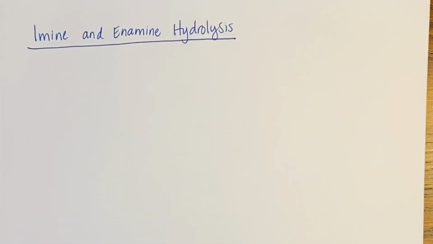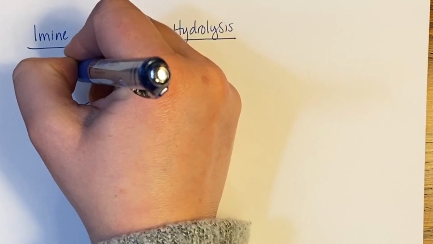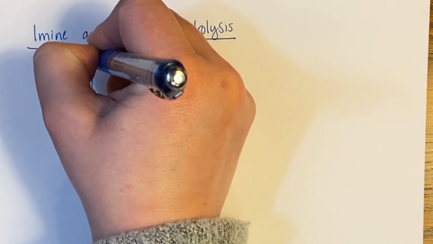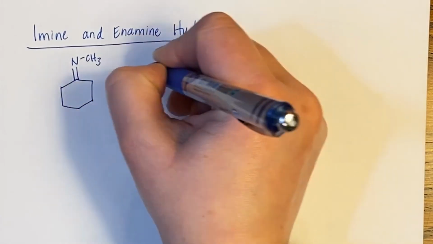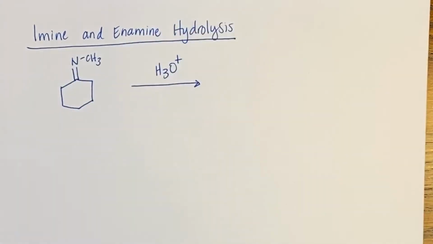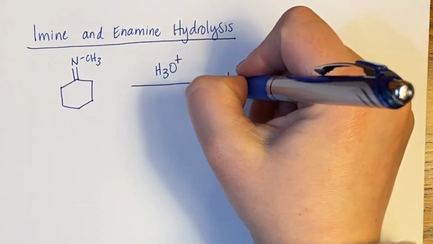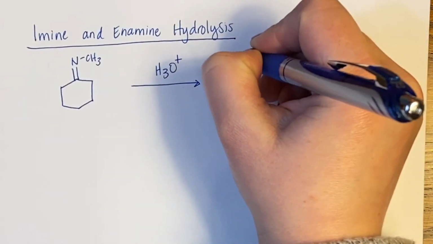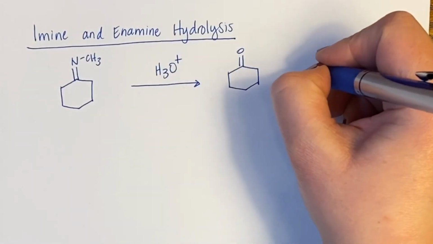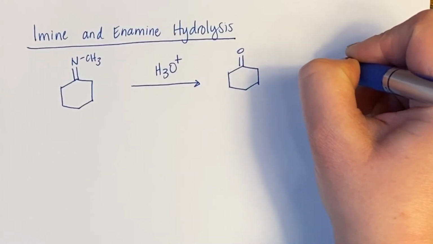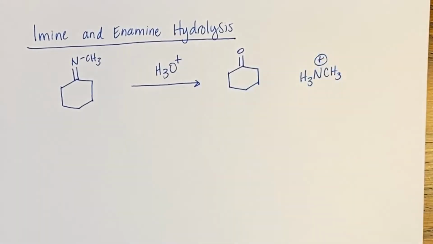So remember that these are reversible reactions of ketones and aldehydes. So in the same way that we can take a ketone or aldehyde and make an imine or an enamine, we can also go in reverse. We can take an imine or an enamine and we can get back the ketone or the aldehyde. So if I have an imine like this one, and I treat this imine with H3O+, so some kind of acid, the product that I get out of this reaction is a ketone and an ammonium ion, like this.